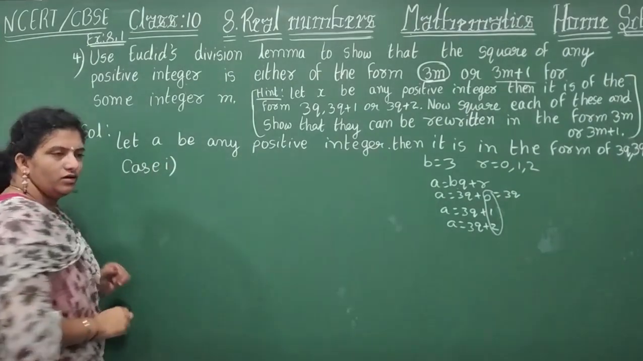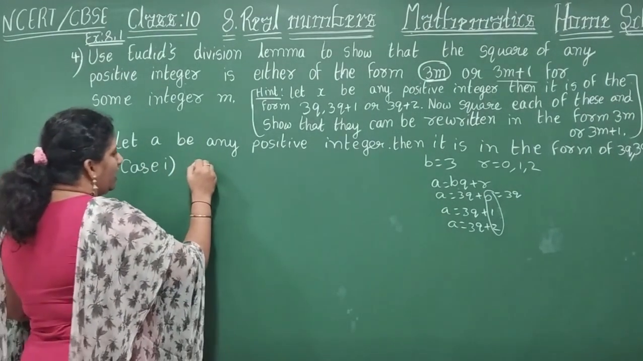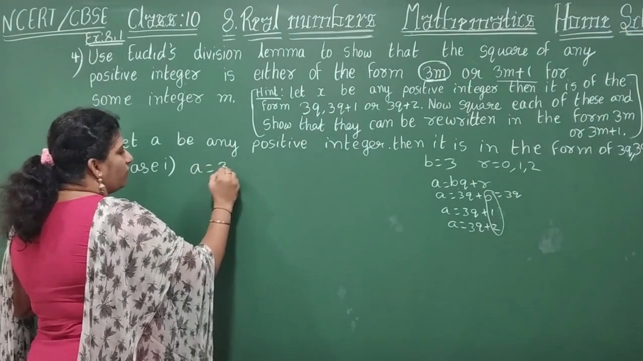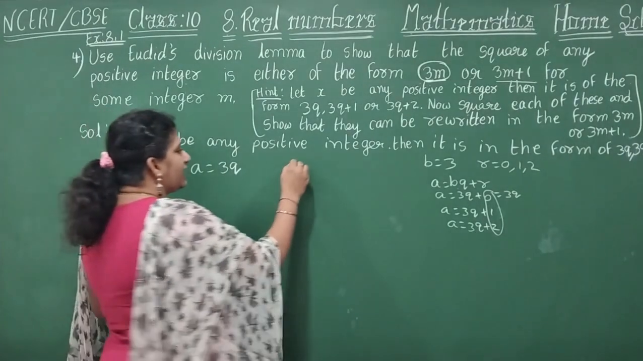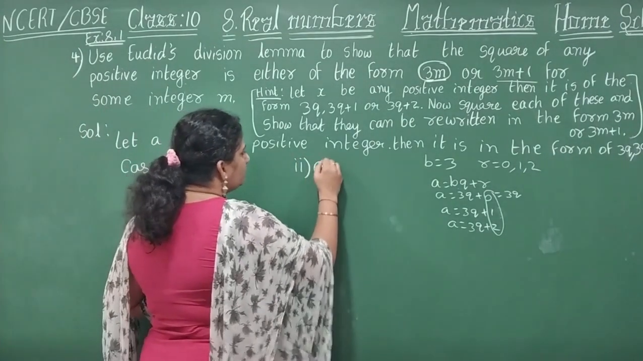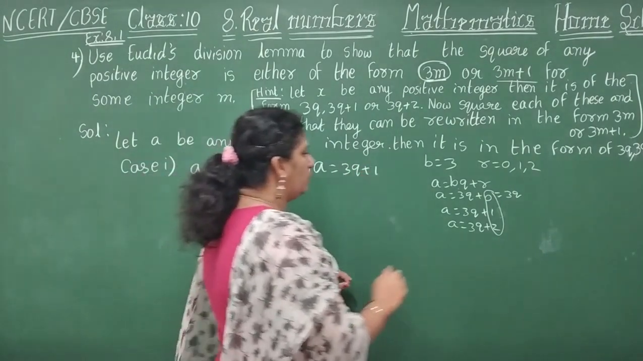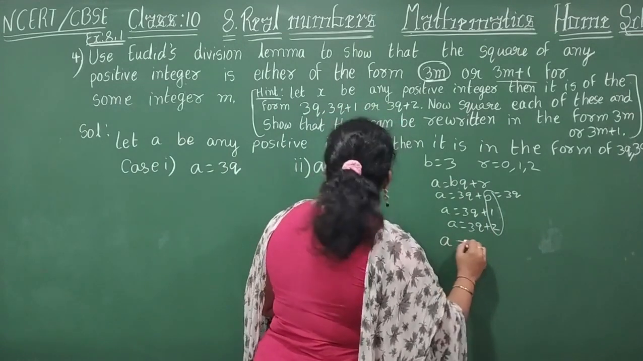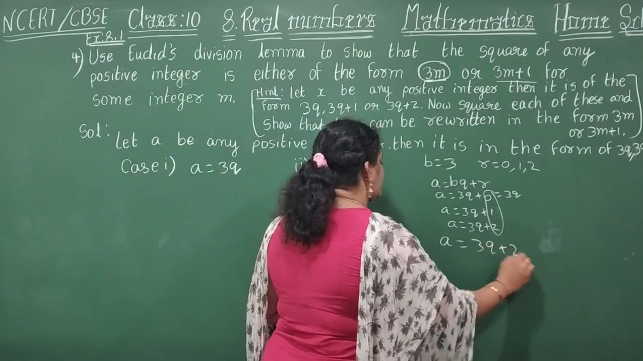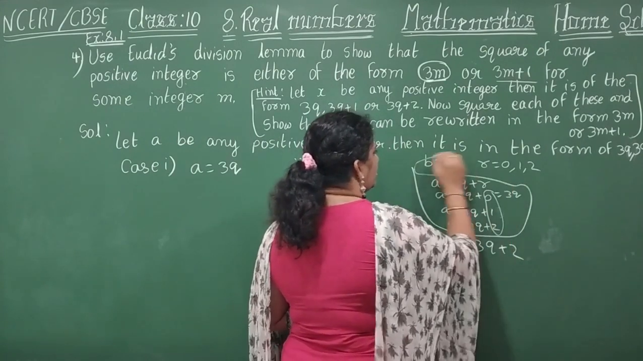Case 1. A is a positive integer, right? So for A, if A is equal to 3q, this is your first case. What's your second case? A is equal to 3q plus 1. And what's your third case here? So let me write here. A is equal to 3q plus 2. Third case, right? This is all rough work.